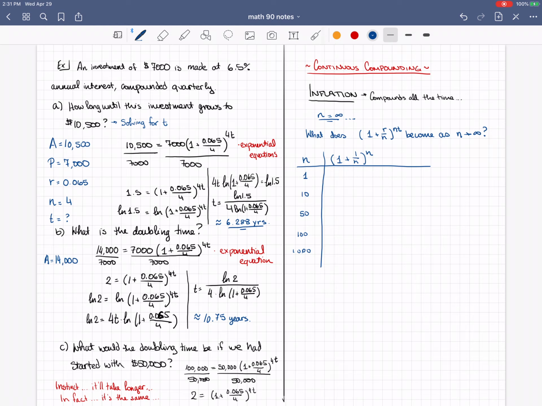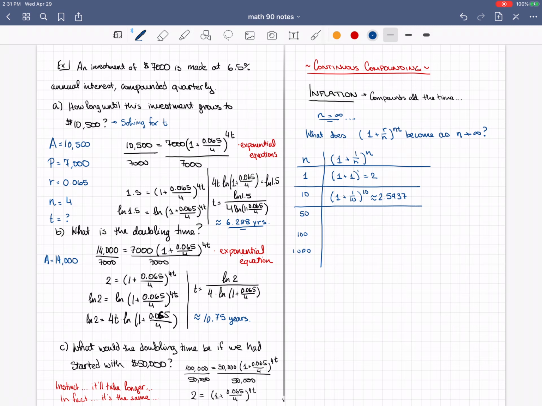Okay, so I'm plugging in these values of n. So I have 1 plus 1 over 1, which is 1 to the power 1. Okay, so that's 2. Not terribly interesting. Okay, for 10, I have 1 plus 1 over 10 to the 10th power. Okay, so for this we need a calculator. That's 1.1 to the 10th power. So, you know what? I'm actually going to use my squiggly equal sign because it's a long decimal and I'm going to round it. 2.594.